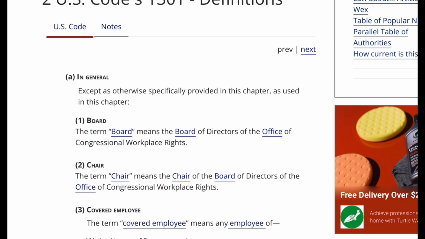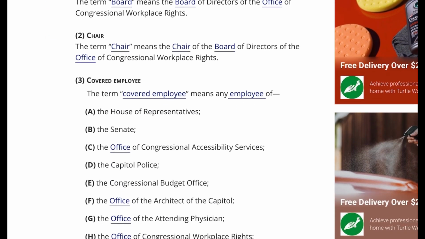1. Board. The term board means the Board of Directors of the Office of Congressional Workplace Rights. 2. Chair. The term chair means the chair of the Board of Directors of the Office of Congressional Workplace Rights. 3. Covered employee. The term covered employee means any employee of A.